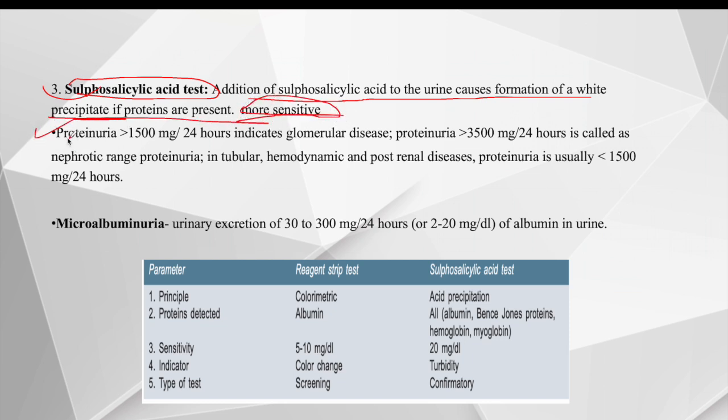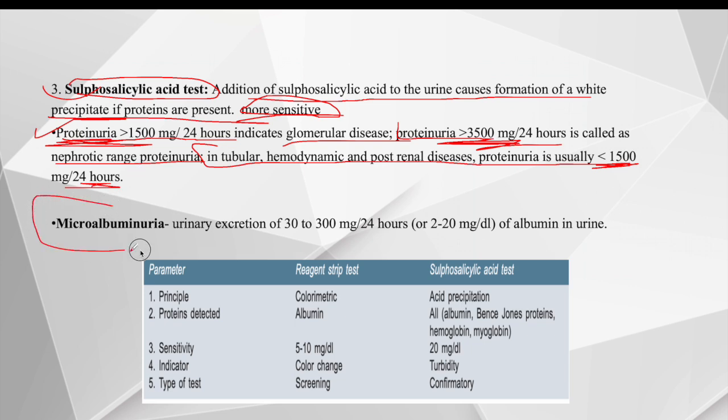Now, the definition of proteinuria is very important. Many questions are asked in the viva. So, proteinuria of more than 1500 mg per 24 hours indicates a glomerular disease. If the proteinuria is more than 3500 mg per 24 hours, it is called nephrotic range proteinuria. And in tubular, hemodynamic, and post-renal disease, the proteinuria is usually less than 1500 mg per 24 hours.